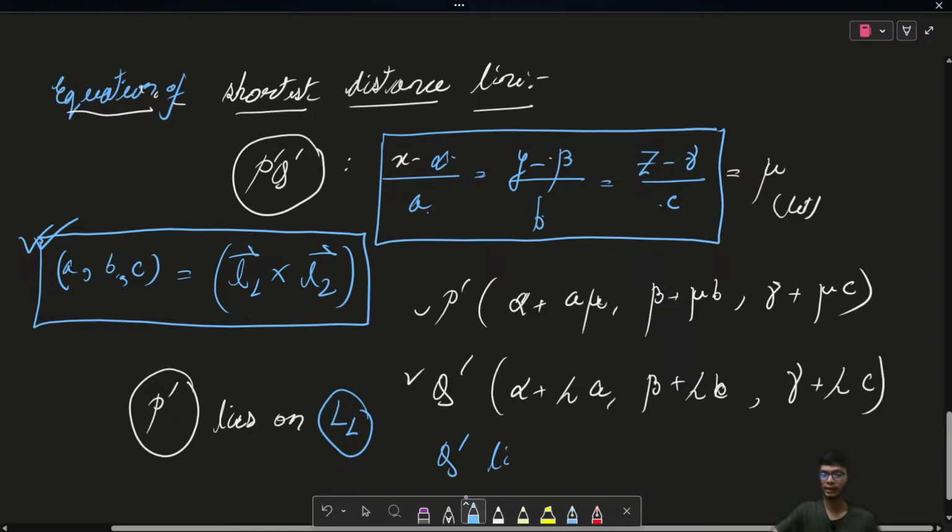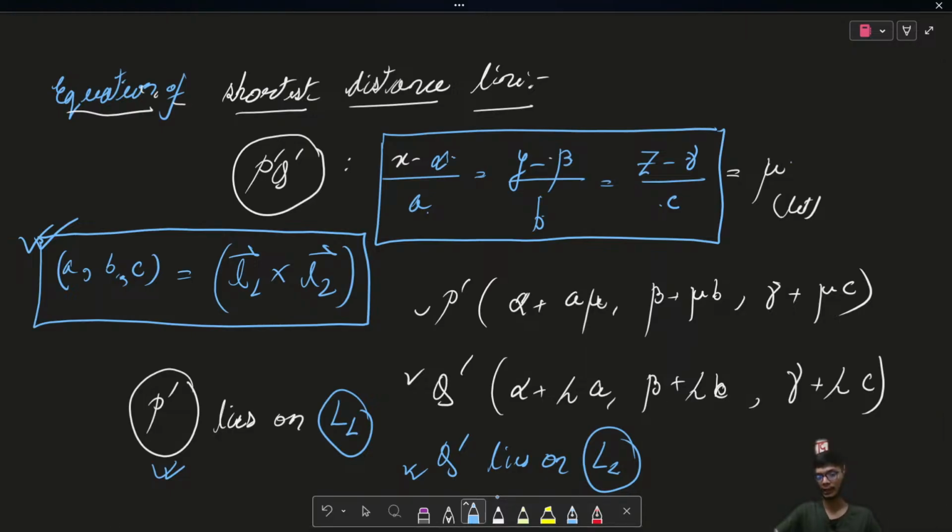And my Q dash lies on the line L2. So from that I will obtain the value of this particular u. And once I have the value of u and the vector, I can easily solve for the point. So this is how I can go about solving for the points P, students, right?